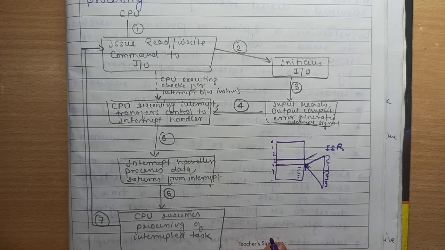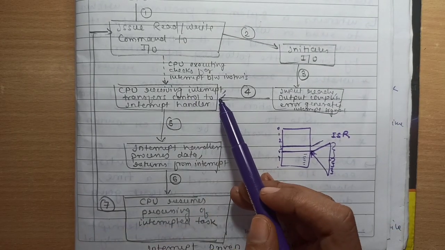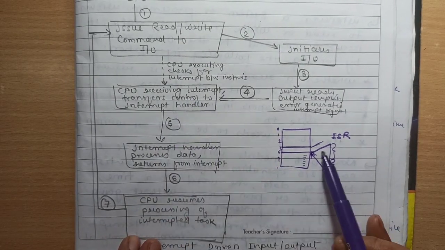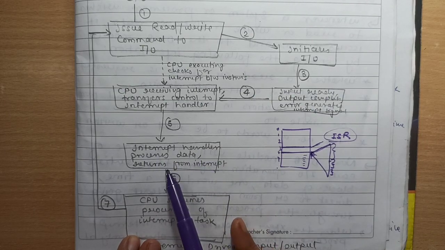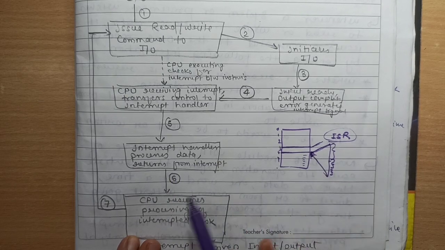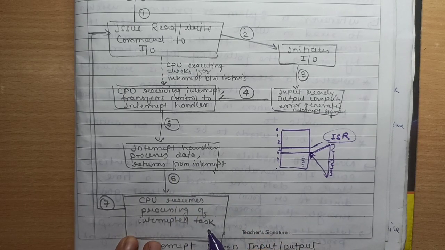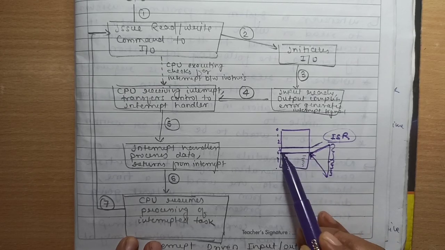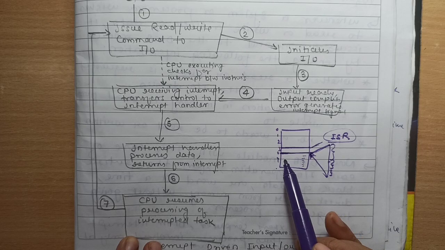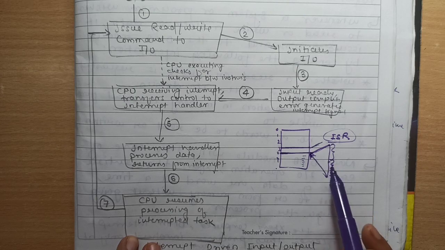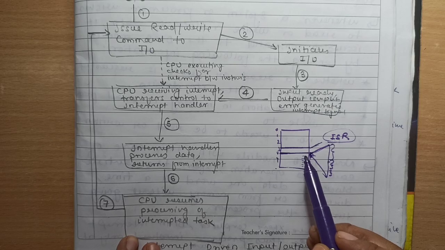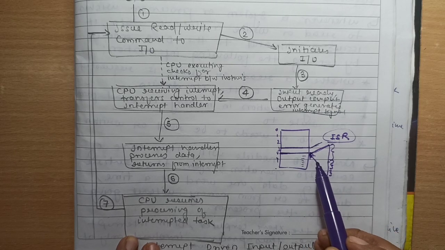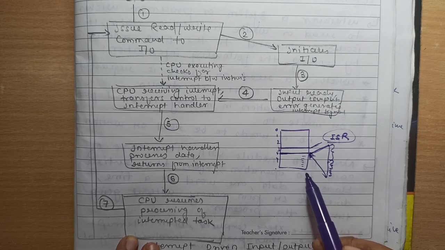So in this way, as you can see, the CPU receives the interrupt, transfers control to the interrupt handler, that is the interrupt service routine. The interrupt handler processes data, returns from the interrupt, and then the CPU resumes processing of the interrupted task. It was executing the fourth instruction. When the interrupt occurs, it has to complete that instruction and only then it will go to the next instruction. So it has to first save the context here and then load the context before resuming the interrupted task, right?